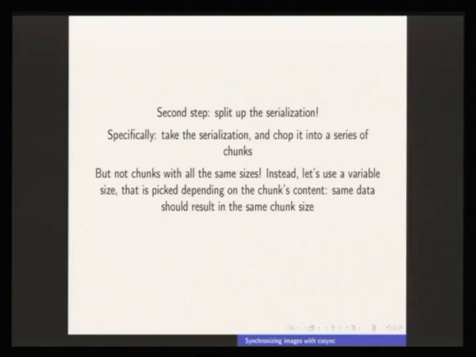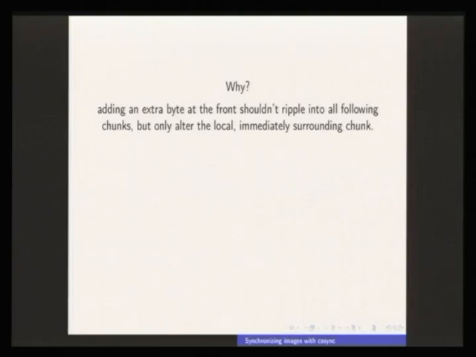So the idea with these variable-sized chunks is that the chunk size is determined by the contents. That has a big benefit. If you have this long text file and you make one change in the middle, this change remains local, right? The block in the middle will change, but then what comes after it will eventually go back into the same chunking pattern. That is the idea of the rsync algorithm, and it's wonderful. So why do we do all of this? I mean, this is the explanation of what I just gave. Adding an extra byte somewhere at the front should not ripple into all the following chunks, right? It should only remain local.